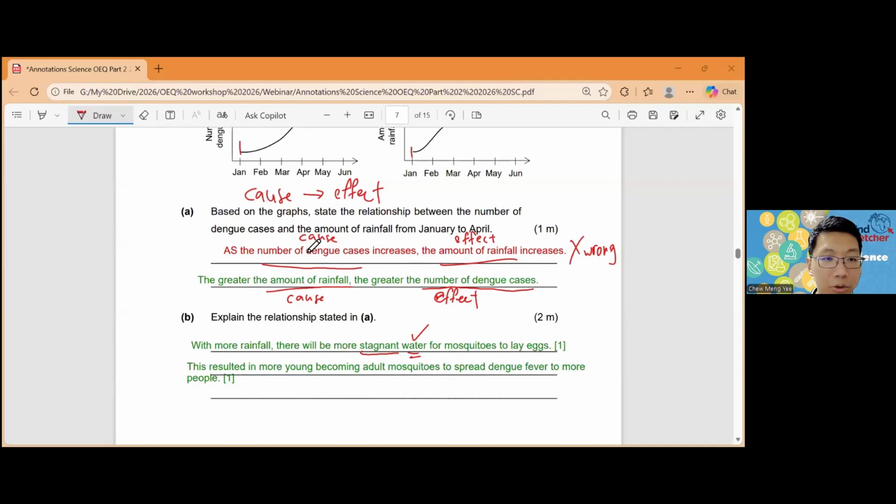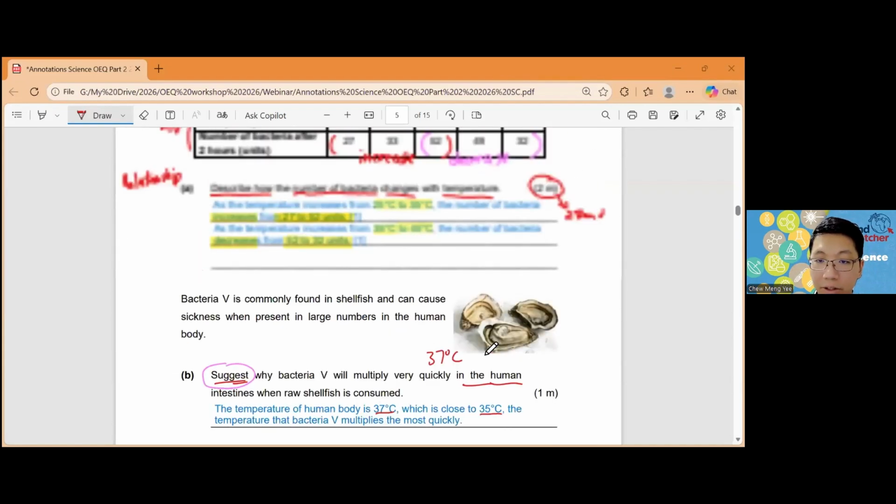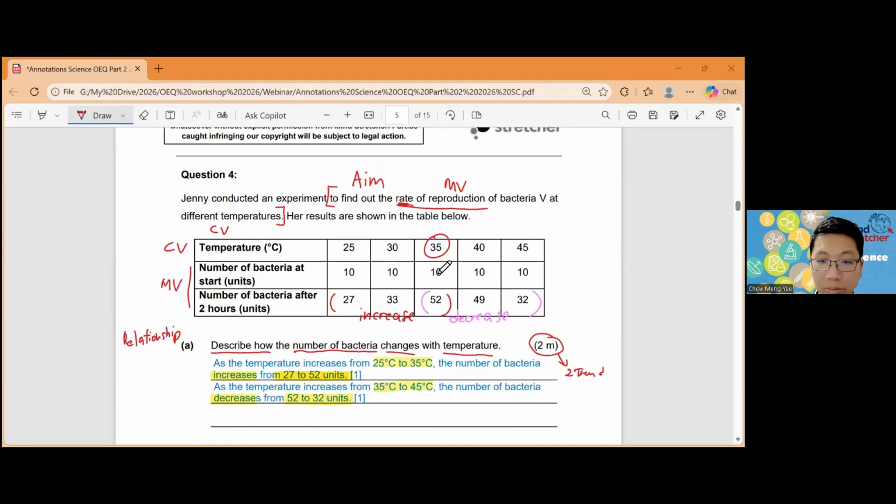Your teacher said not to use the results. So do I still have to write the exact temperature? You're talking about the relationship, is it? Yes, you have to write the exact temperature. You're talking about this part here. Yes, you must have the exact temperature, 25 to 35, 35 to 45.